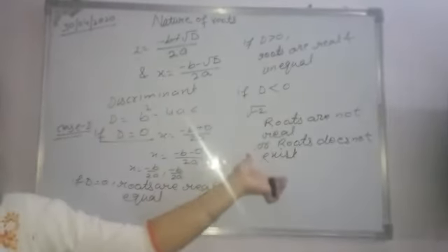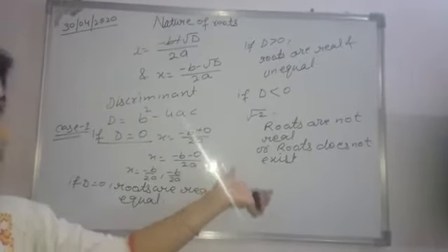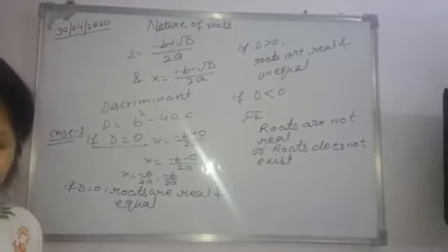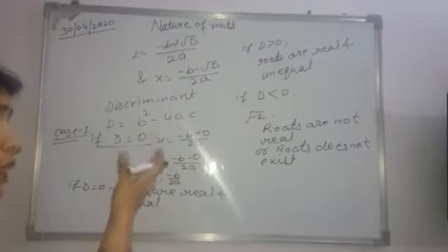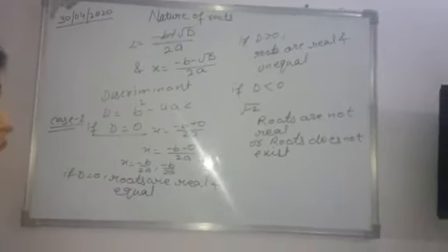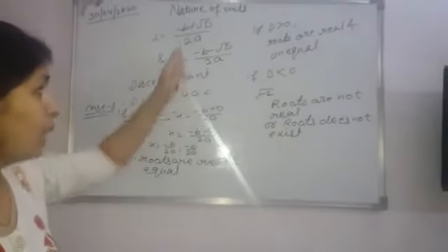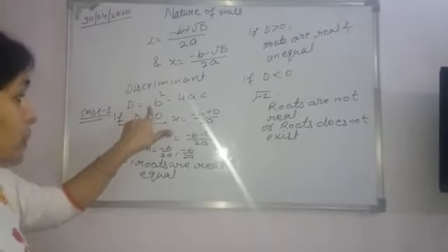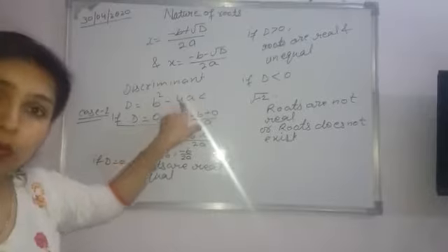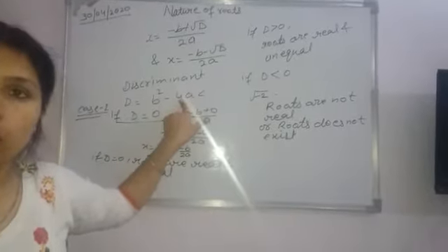And this condition we now want to find out with the help of questions. In some questions, you just have to find out what type of roots exist, whether roots are real or roots are not real. So with the help of this condition, D is equal to b square minus 4ac, we can determine the nature of roots.